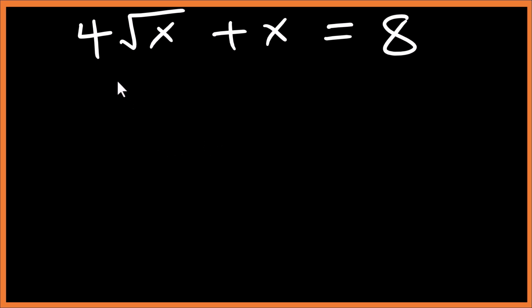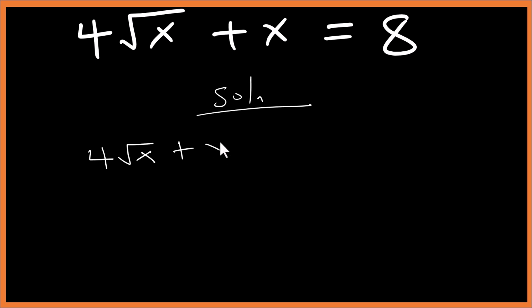Okay, let's solve this question together. We are given 4 with x plus x equals 8. So, solution. Now we have 4x plus x equals 8. All right, now we know it becomes complicated to deal with an equation involving a radical.